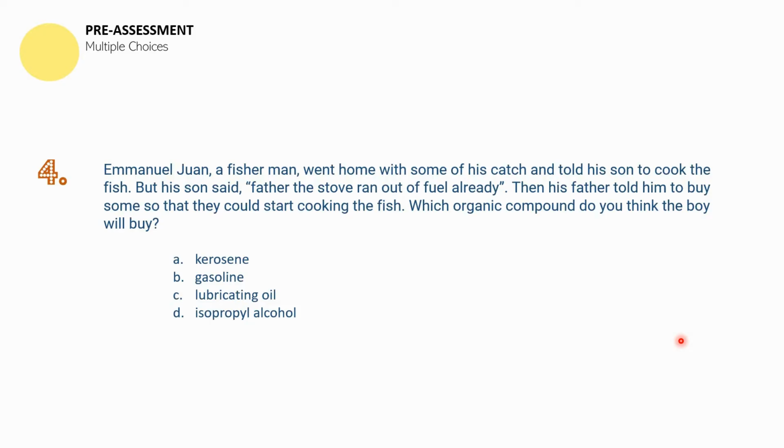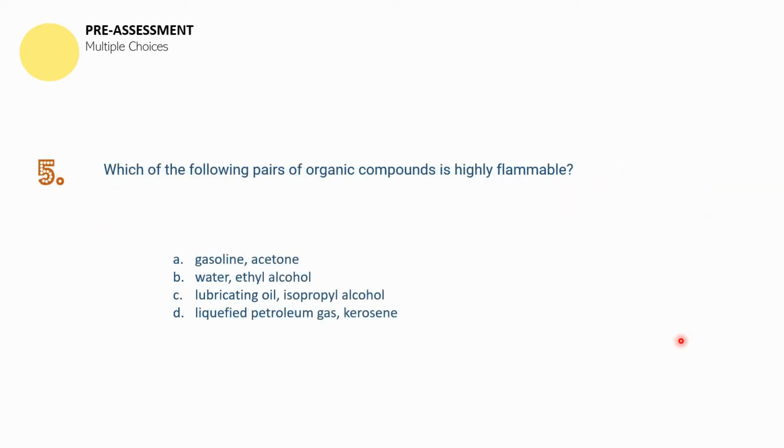Pause this video if you need more time. If you have decided to continue, let us move on to question number 5. Which of the following pairs of organic compounds is highly flammable or flammable? A, gasoline, acetone. B, water, ethyl alcohol. C, lubricating oil, isopropyl alcohol. D, liquefied petroleum gas, kerosene. Pause this video if you need more time.